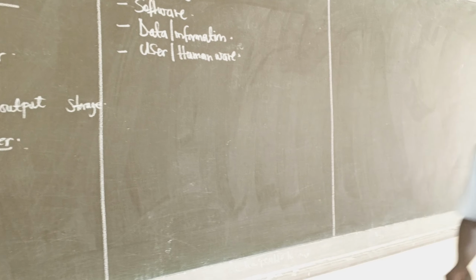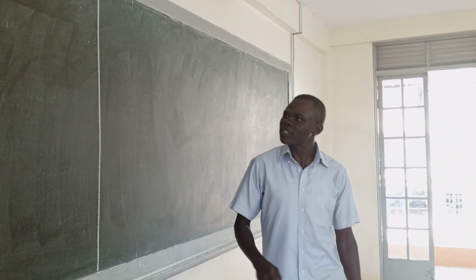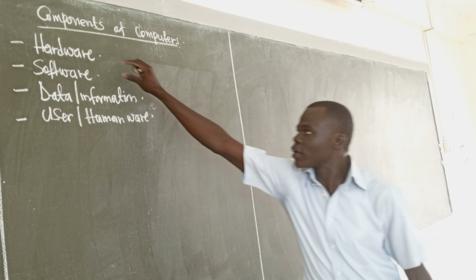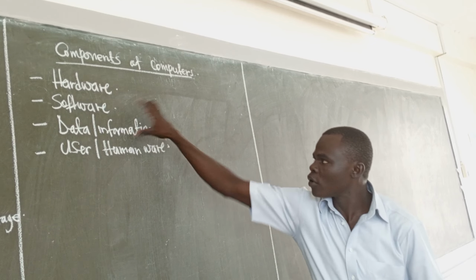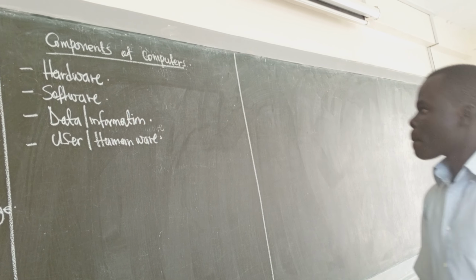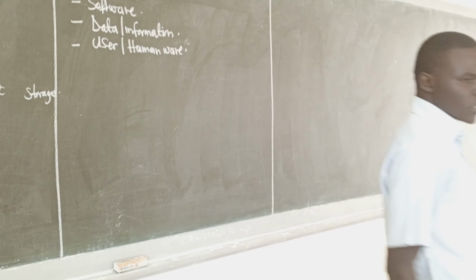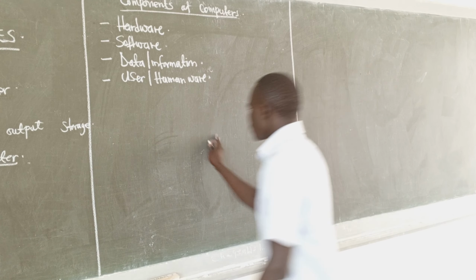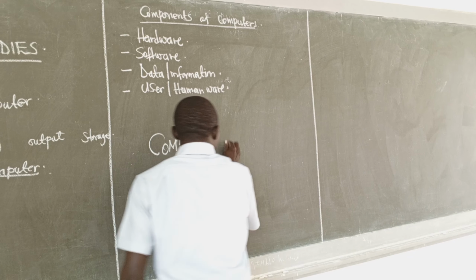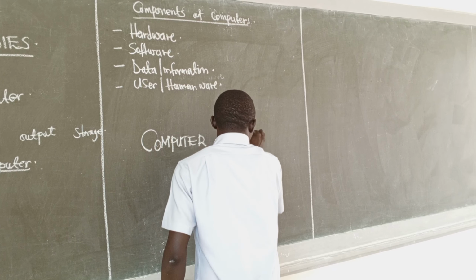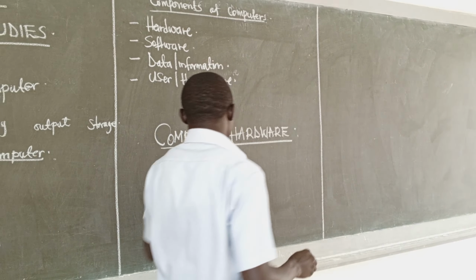So, last week we said there are four major components that make a computer fully functional. When one is missing, the computer becomes non-functional. So, today, out of the four, we are going to look at one major component of a computer, that is computer hardware. Yes, we are going to look at that.